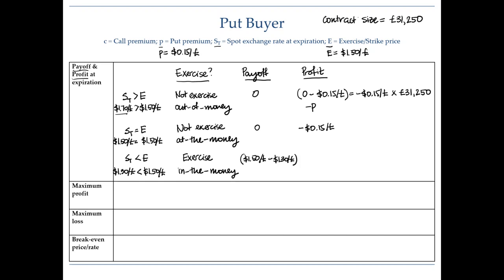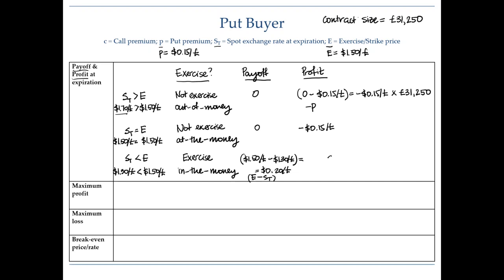Because in other words, you could go to the spot market and buy pounds for $1.30 and turn around and sell them for $1.50 according to the put option contract. Then you will be making 20 cents per pound. So if I were to write the generic notation for it, it's the difference between the exercise rate and the future spot rate.